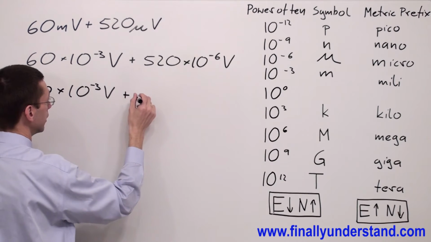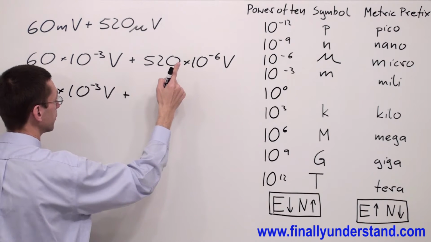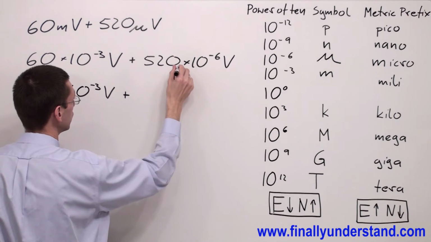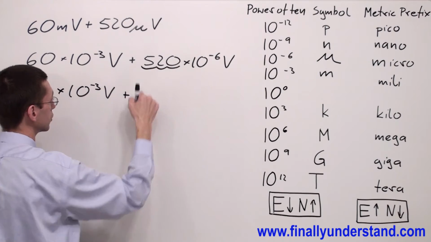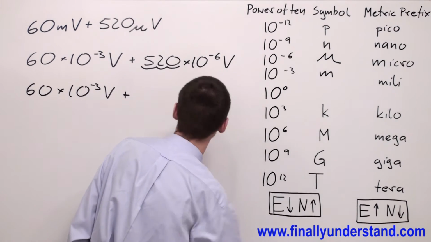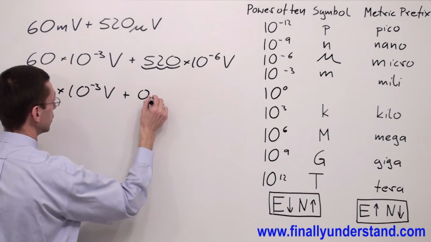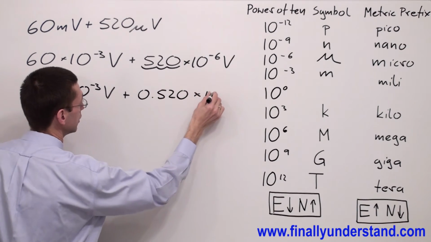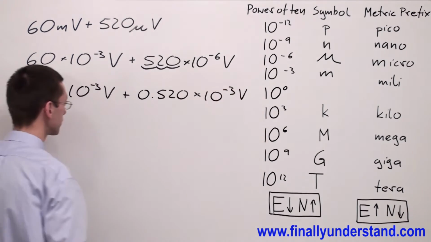Plus, my exponent is going to get bigger because negative 3 is greater than negative 6. I have to move my decimal point 3 times to the left because number has to get smaller. Remember, anytime exponent will get bigger, number has to get smaller. Okay, that's why I'm going to have 0.520 times 10 to negative 3 volts.